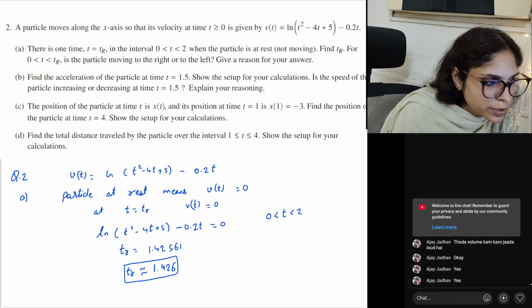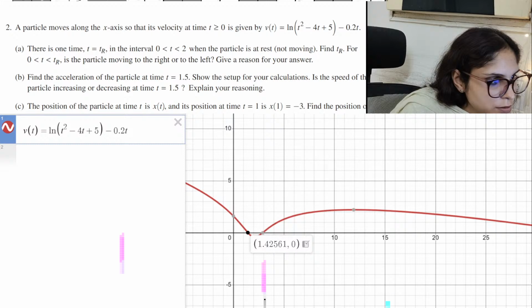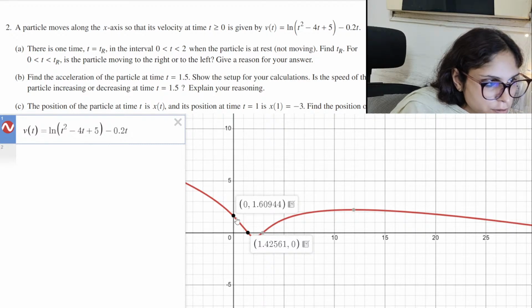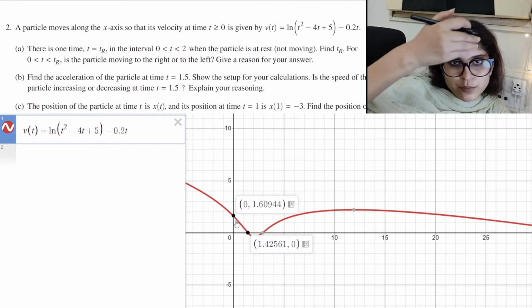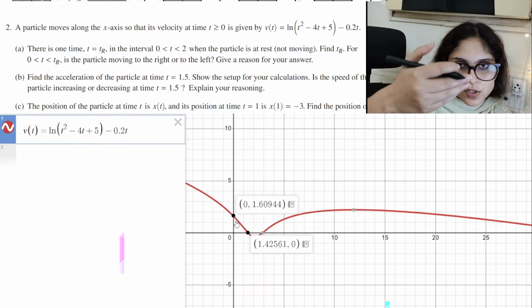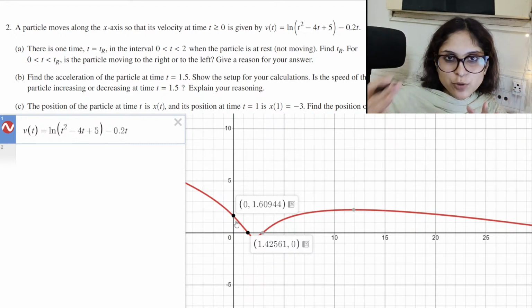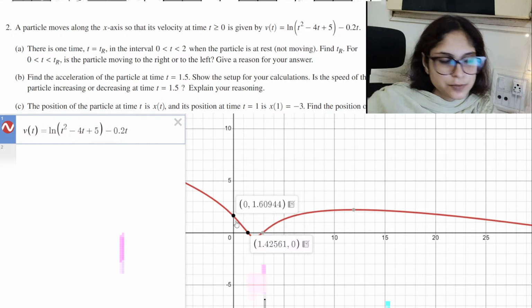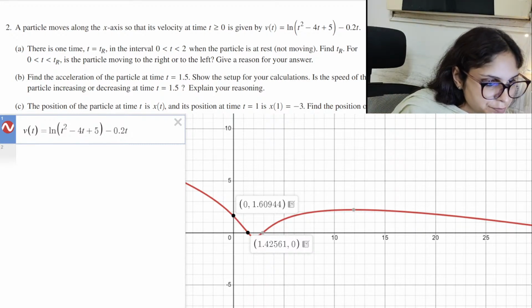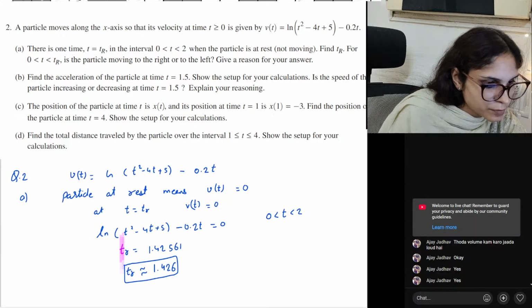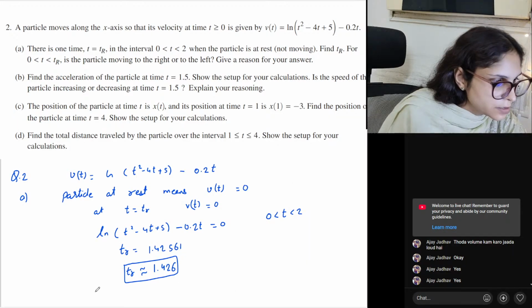So over here, if you look at the graph, from 0 to TR, it is positive. Correct? This is above 0. So because from 0 to TR, the velocity is positive, that means the particle is moving from left to right because the particle position is increasing. So I will just write that now.